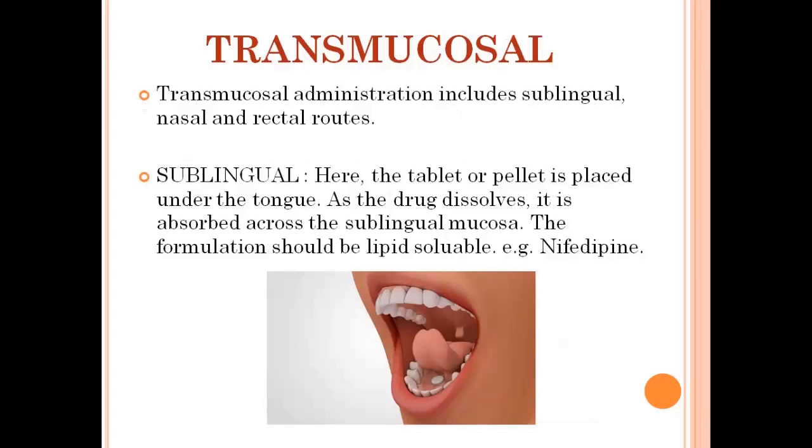The next route is the transmucosal route. Transmucosal administration includes the sublingual, nasal, and rectal routes. Sublingual, here the tablet or pellet is placed under the tongue. As the drug dissolves, it is absorbed across the sublingual mucosa. The formulation should be lipid soluble, example, nifedipine. In the image, you can see how the tablet is placed under the tongue, and it will be absorbed through the sublingual mucosa.